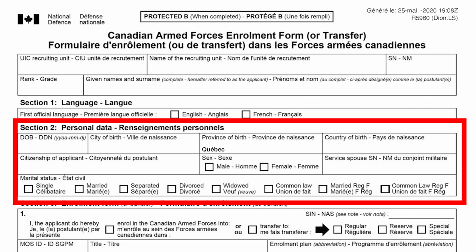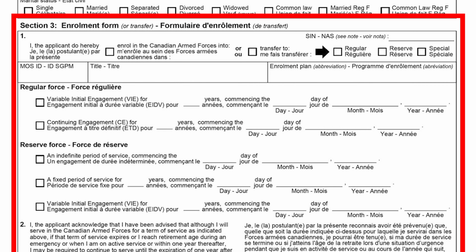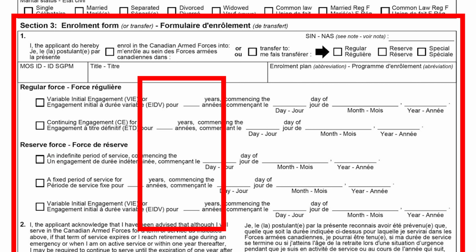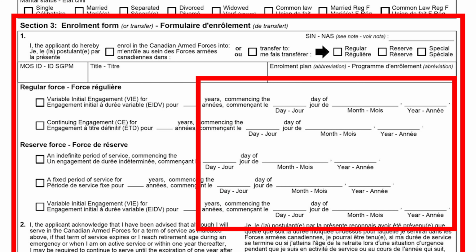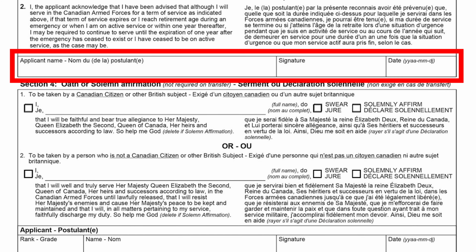If you're in a common law or married relationship with a regular force member, make sure his or her service number is listed in Section 2, Service Spouse SN. In Section 3, Enrollment Form, top right, verify the accuracy of your social insurance number. Also check your trade number under the abbreviation MOSID, the trade title and the enrollment plan. Make sure that the appropriate boxes are checked and the number of years of your variable initial engagement starting on the date of your enrollment. Please sign and date at the bottom of Section 3.